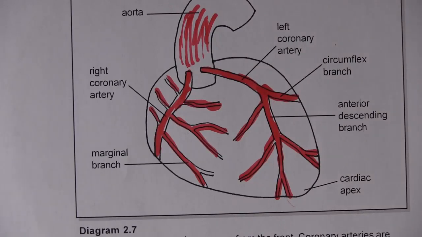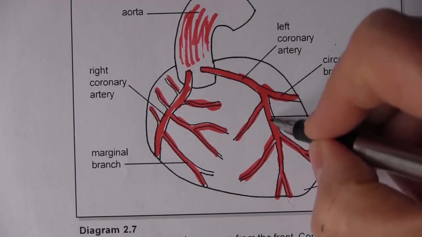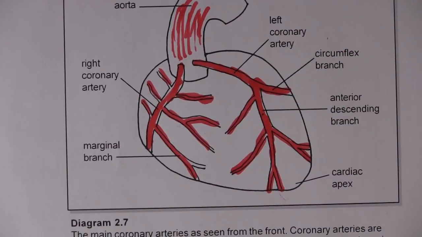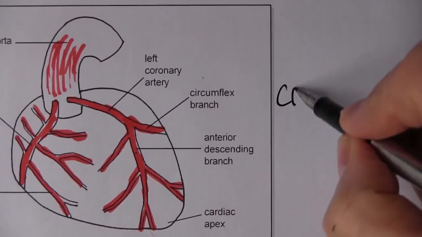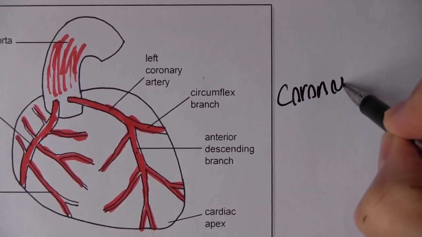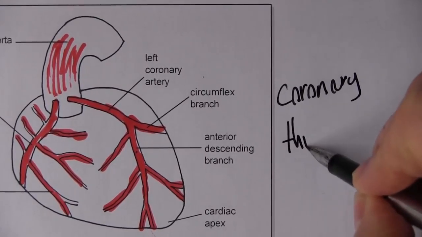These vital coronary arteries. And of course, what we don't want to get is a blockage in these coronary arteries, because if we do, that causes a heart attack. If there's a blockage of blood in there, that's called a coronary thrombosis.